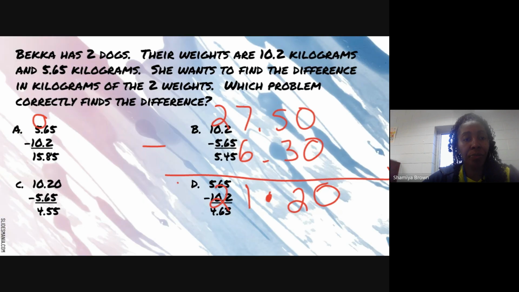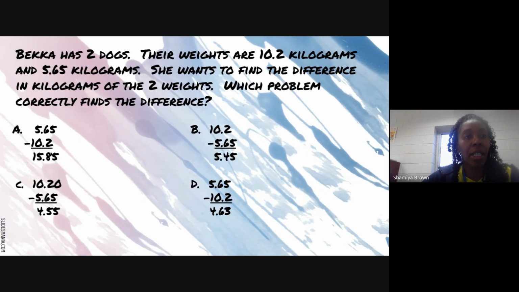Next one. Says Becca has 2 dogs. Their weights are 10 and 2/10 kilometers and 5 and 65 hundredths kilometers. She wants to find the difference in kilometers of the two weights. Which problem correctly finds the difference? So I know that would be a subtraction problem. I don't actually have to do the work. I just have to see which one is correctly lined up.